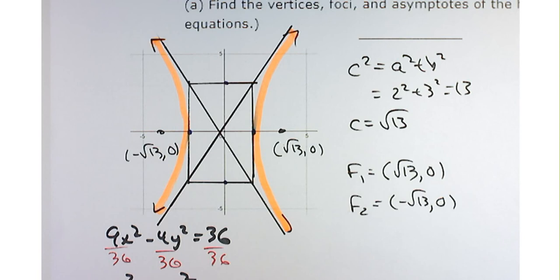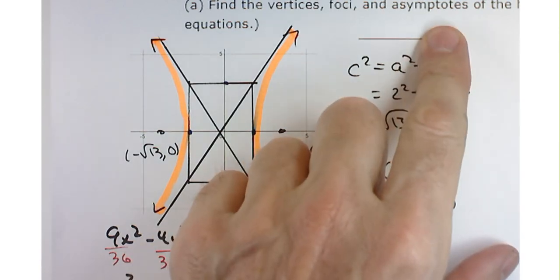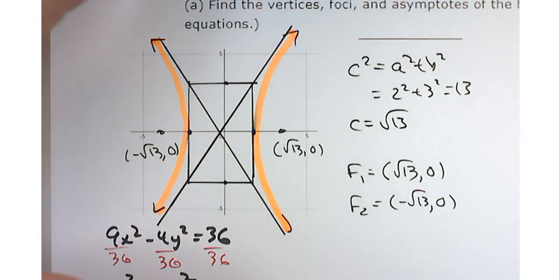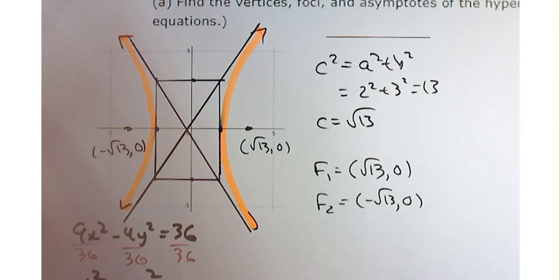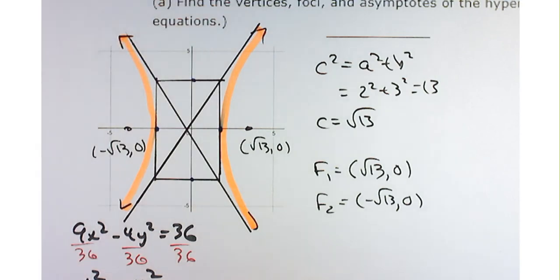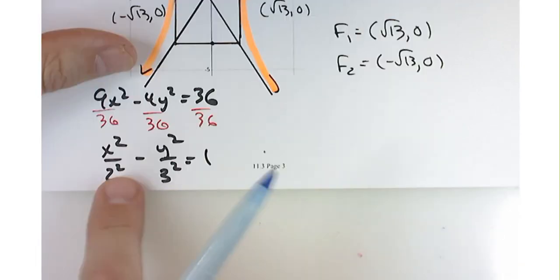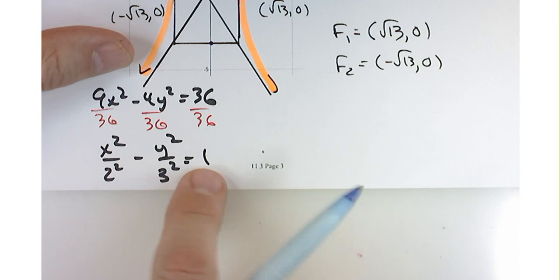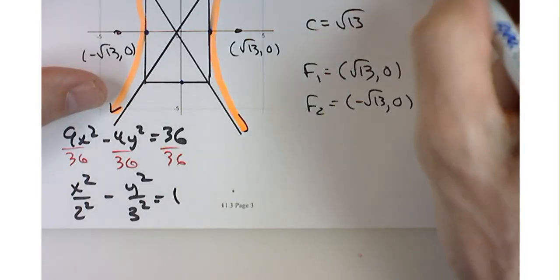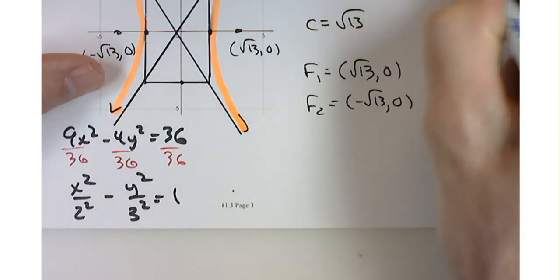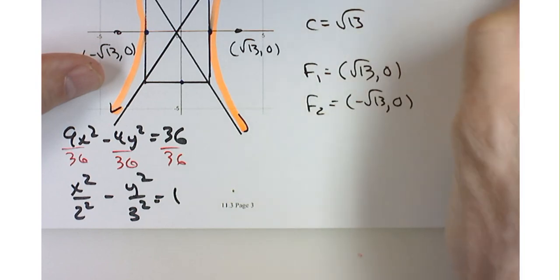Okay. Anything else for this one? Yes, Adam? Do we have to find the equation for the asymptotes? Not on this one, but I guess it does ask us to find the equation for the asymptotes. So that's not too bad. Let's go back and revisit the little trick that I gave you a little while ago, and that is to make the 1 on the right-hand side equal to 0. So that would be x squared over 2 squared minus y squared over 3 squared equals 0.